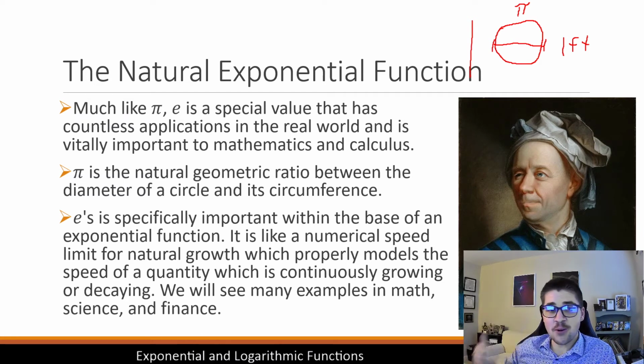The reason they were coined as irrational numbers historically is just because of their complexity, and they're hard to understand. And e is very similar.